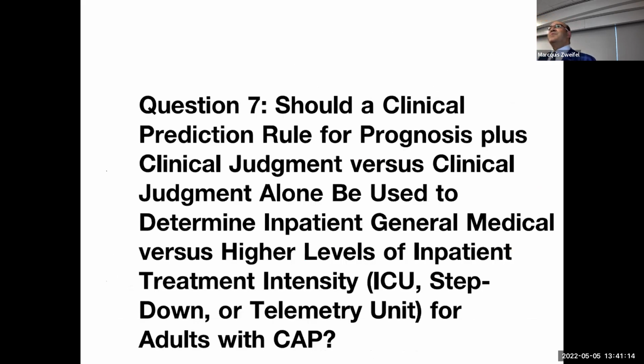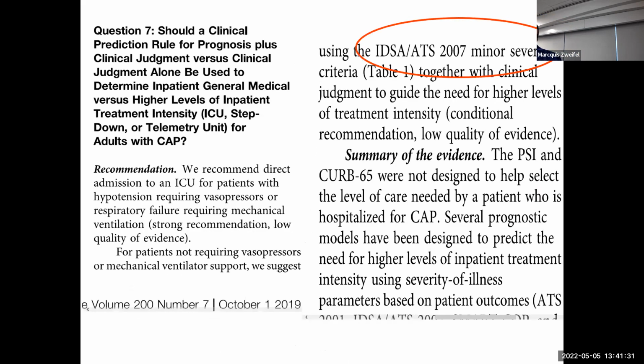Clinical prediction rule for prognosis plus clinical judgment: to be sure that this is the correct location, inpatient, general medical, so floor or ICU, do you use clinical judgment only or use the pneumonia severity index? Again, you should use the SITS 2007, and they used it in 2019. So this is valid and it's good. We will do 0 changes.